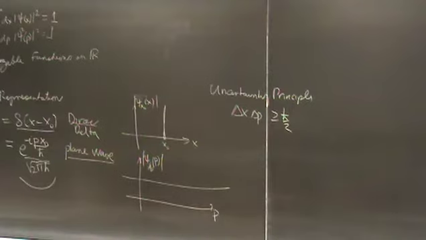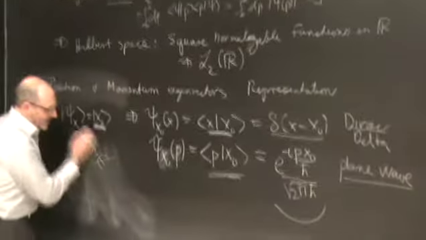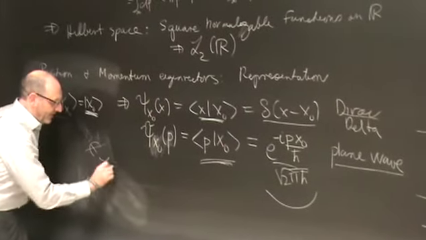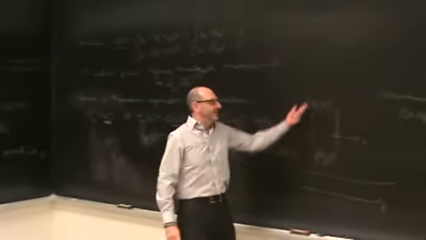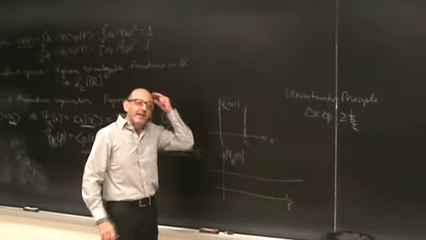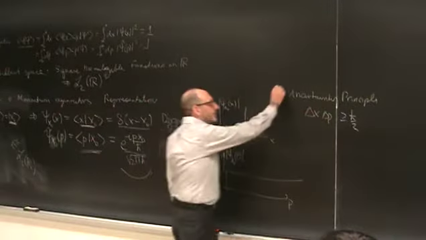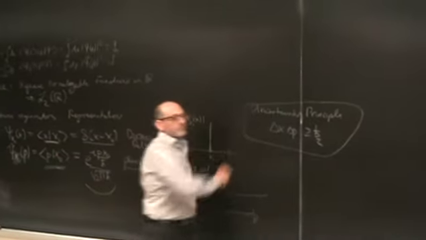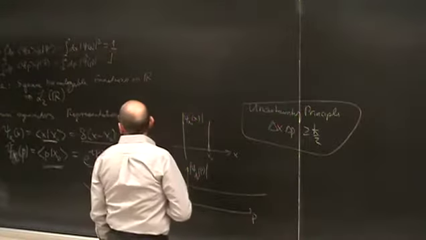And this state is not a member of the Hilbert space. You can't ever prepare a system at a point. It would have an infinite spread of momentum. Of course, this is a reflection of the uncertainty principle. Of course, the opposite is true in momentum space.